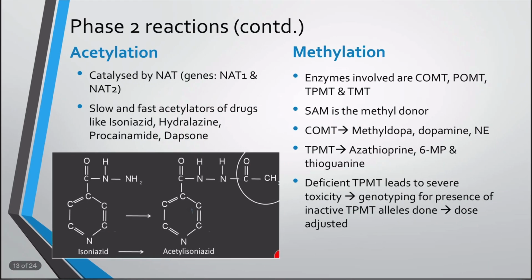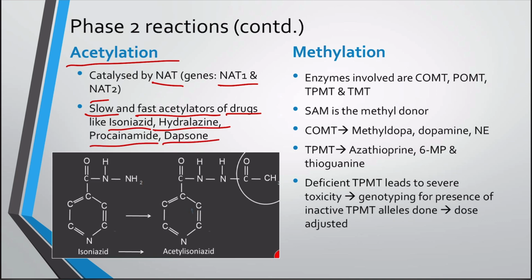Now coming to the rest of the phase 2 reactions, we have acetylation, which is catalyzed by NAT, that is N-acetyltransferase. We have several genes, that is NAT1 and NAT2. We can have slow and fast acetylators of the drugs. The drugs which are metabolized by acetylation include isoniazid, which is the anti-tubercular drug, then hydralazine, procainamide, and dapsone. If isoniazid is not metabolized properly, then it will lead to adverse effects like peripheral neuritis and hepatotoxicity.